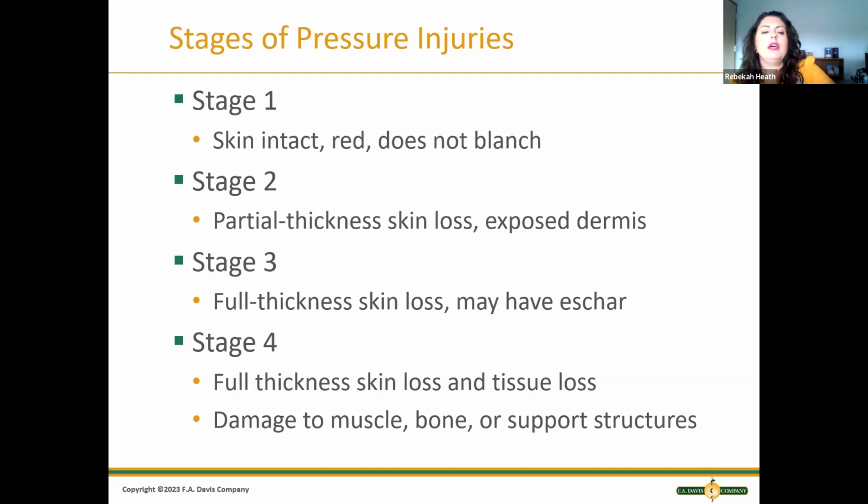Okay, moving on. Stage 2. Partial thickness skin loss. So that skin is not intact. There is a removal of that first layer of skin, and you can see the dermis underneath. Stage 3 is full thickness, so all the way through that skin. They may have eschar, so that's that black dead tissue there. Stage 4 is full thickness loss. You can actually see the muscle, the bone, tendons, things like that.